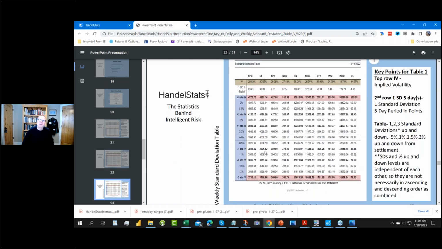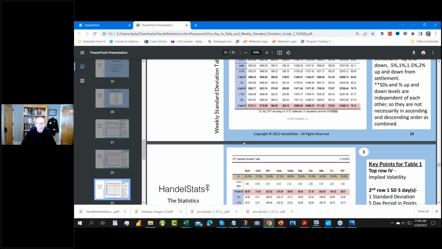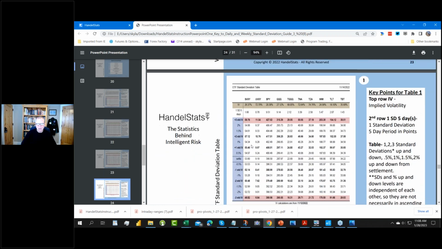The options pricing model, although it has some small flaws, doesn't work all the time, obviously, but it's still used, and there's a reason it's used, because it works the vast majority of the time.